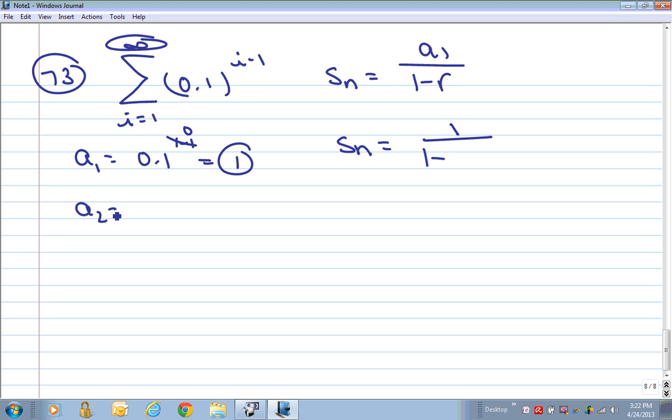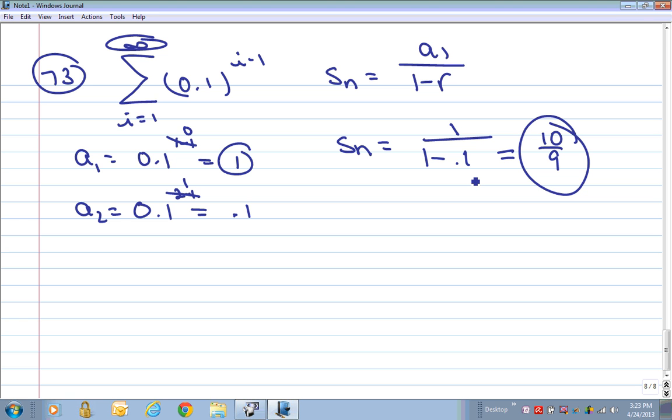So let's find a sub 2. That would be 0.1 raised to the 2 minus 1, which is actually 1. So 0.1 raised to the first is just 0.1, or 1/10. And you will have a calculator, so you could just leave it as 0.1. So you would have 0.1, and then you would very carefully put that in your calculator. You're going to end up with 10 ninths. You want to convert that back to a fraction, and there you go.